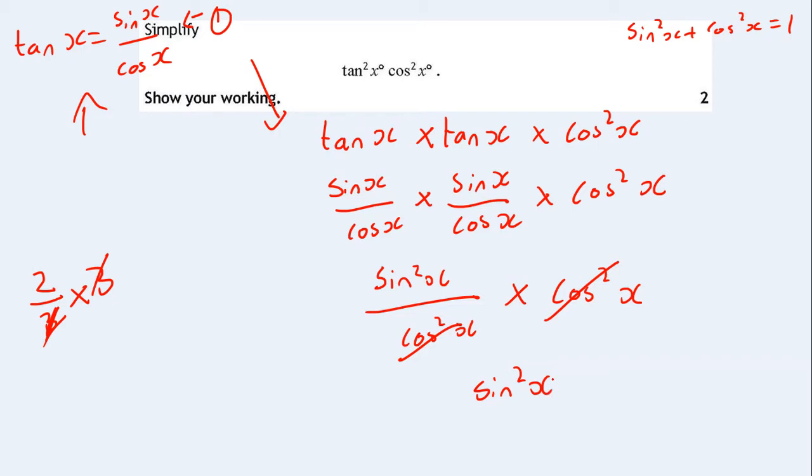And so our final answer is just sine squared x. Okay, so we have simplified. We've taken a complicated expression, and we've made it into a nice simple one. We've simplified, and we've done so using one of our identities.